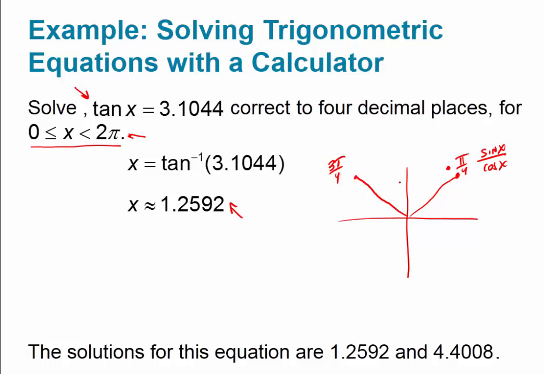We would think, all right, maybe the answer would appear here again, but that's not the case, because notice here my x-coordinates would be negative. So this would be negative 1.2592 right here. So that's not going to work. So that guy's not going to work. But I could find this solution down here.